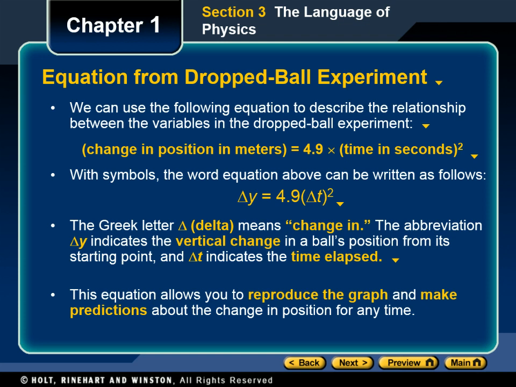To make expressions as simple as possible, physicists often use letters to describe specific quantities in an equation. For example, the letter v is used to denote speed. Sometimes Greek letters are used to describe mathematical operations. For example, the Greek letter delta is often used to mean difference or change in, and the Greek letter sigma is used to mean sum or total. With these conventions, the word equation above can be written as follows. y is equal to 4.9 multiplied by t squared. The abbreviation y indicates the vertical change in the ball's position from its starting point, and t indicates the time elapsed.